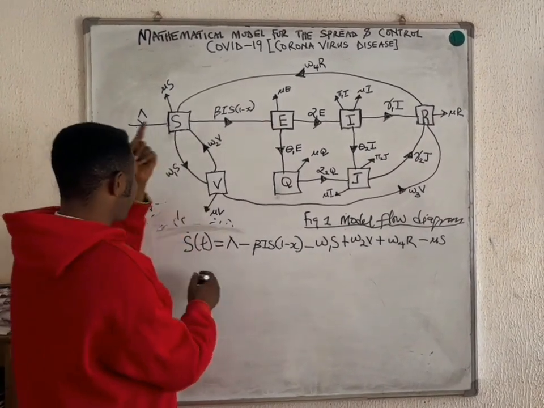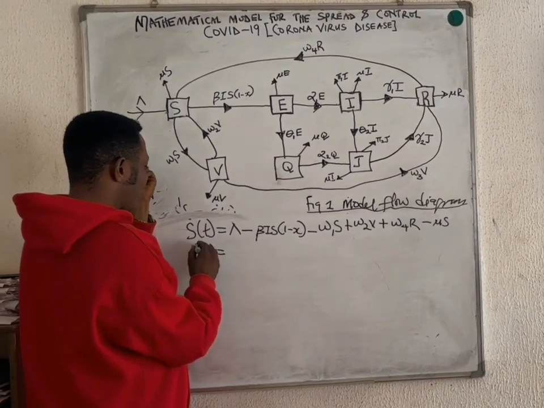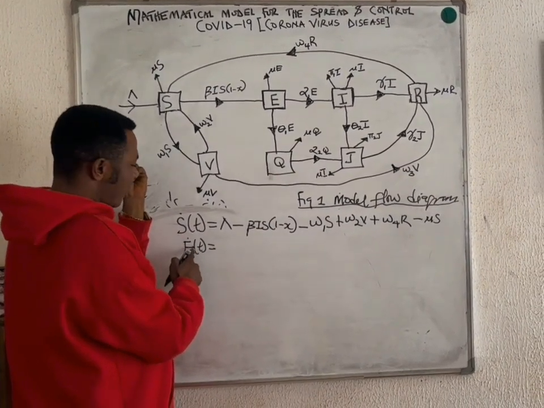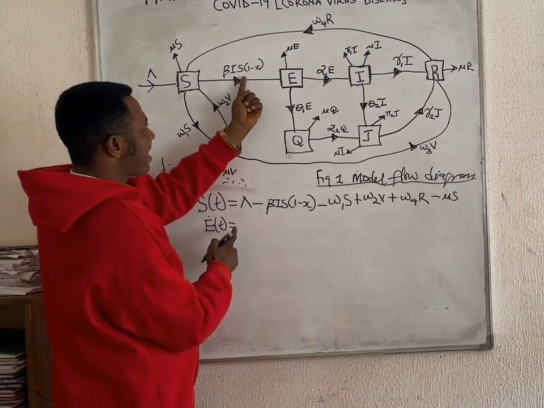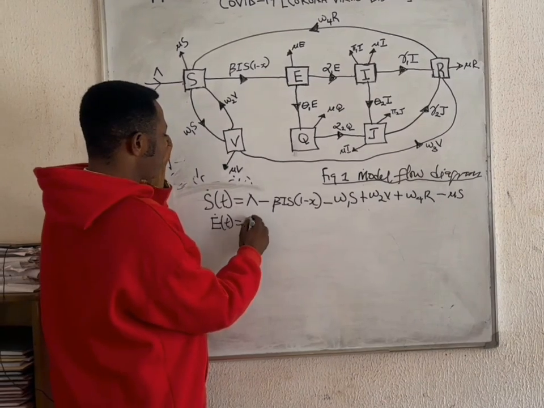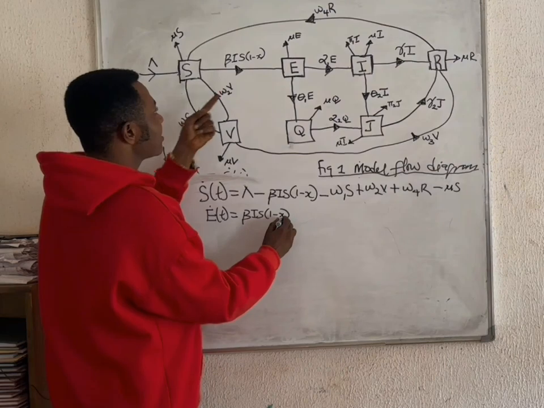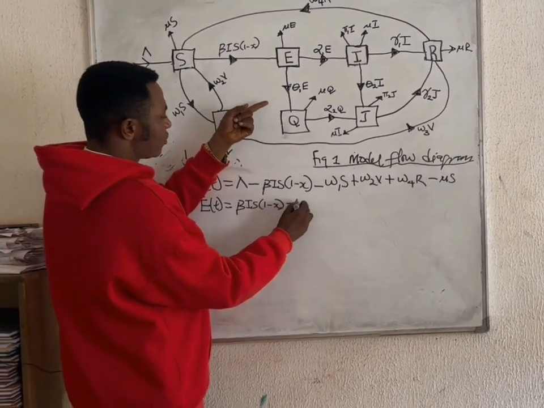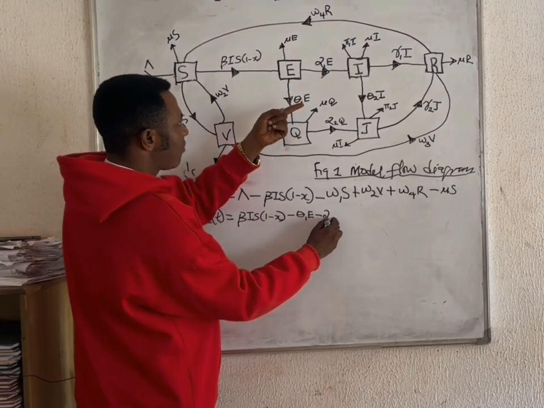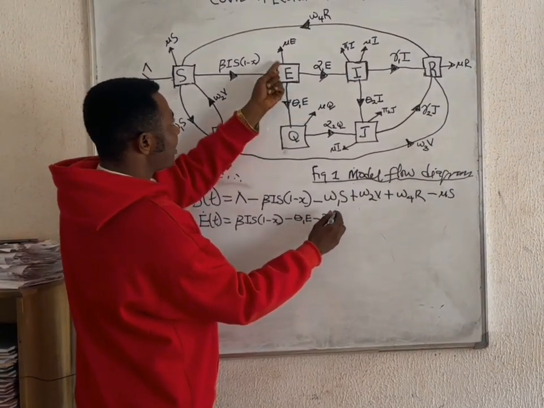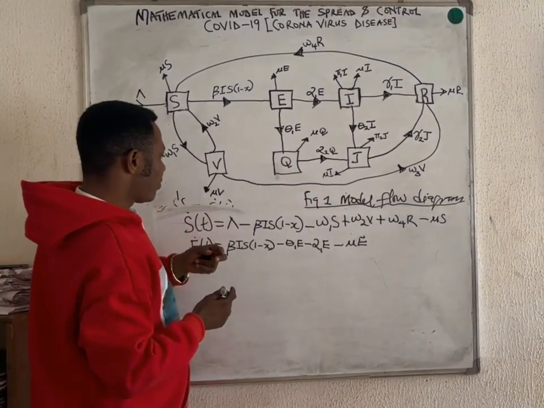Now, let's move to the exposed class. So it's going to be E of T like this. We'll put a dot at the top to represent change in the exposed population over time. Now, this one, beta I S, 1 over S is entering. So it's going to be beta I S, 1 minus S, all right? Then this is leaving, minus theta 1 E. This is leaving, minus alpha sub 1 E. And then this is leaving, minus mu E. We are done with the exposed class.